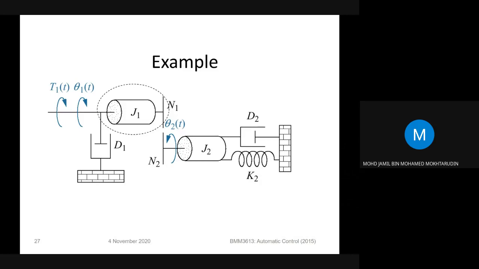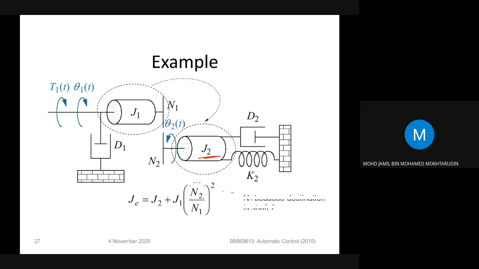And then we have J1. So we need to transfer J1 as well, okay? J equivalent equals J2 because we don't transfer J2, so it's already there. So J2 plus J1 times N destination over N source squared. So N2 is the destination. It's the N for destination.